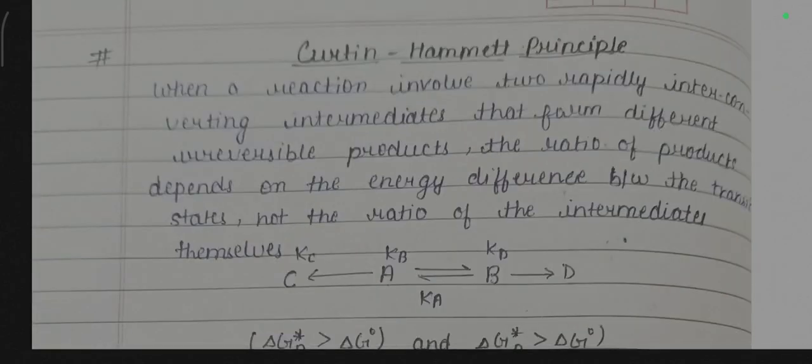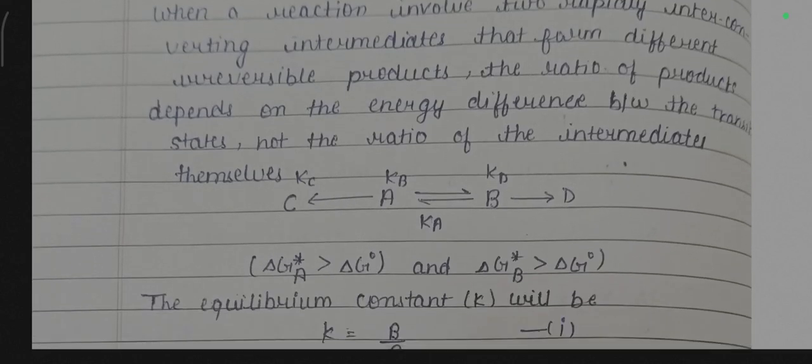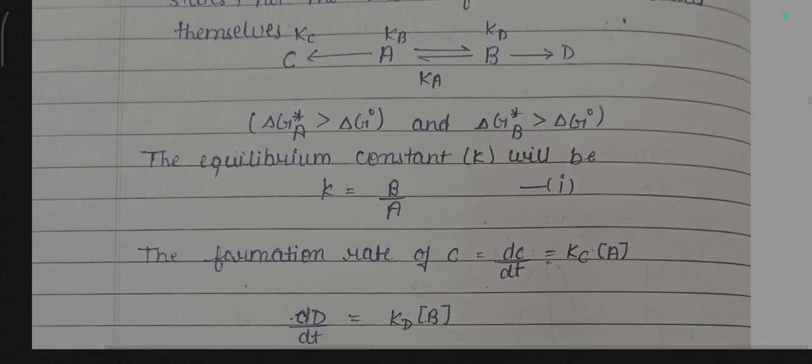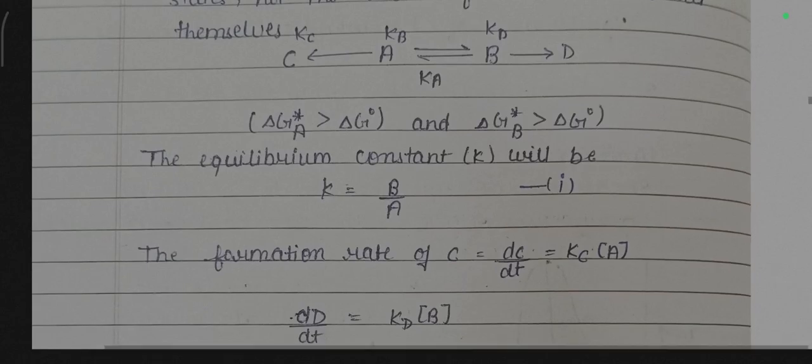Curtin-Hammett principle. When a reaction involves two rapidly interconverting intermediates that form different irreversible products, the ratio of products depends on the energy difference between the transition states and not the ratio of the intermediates themselves. The equilibrium constant K is equal to B by A.